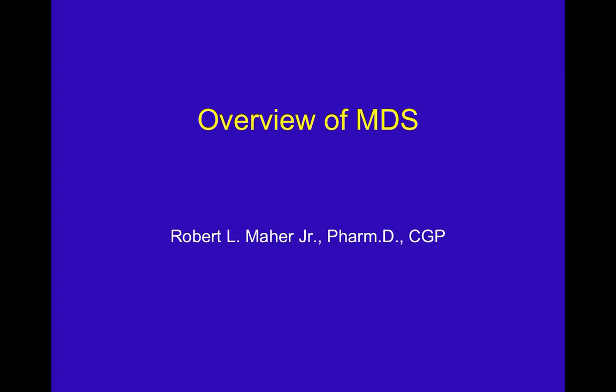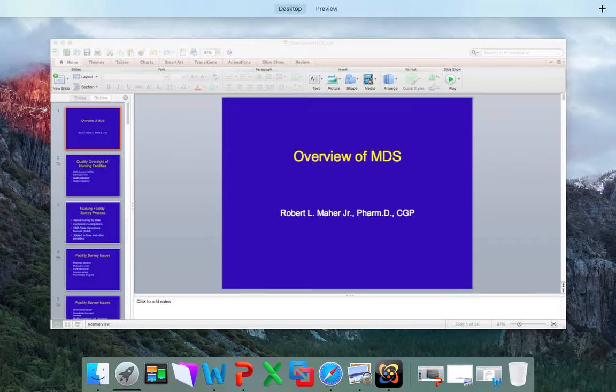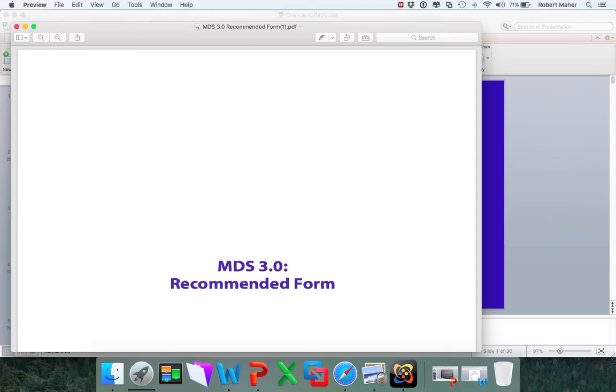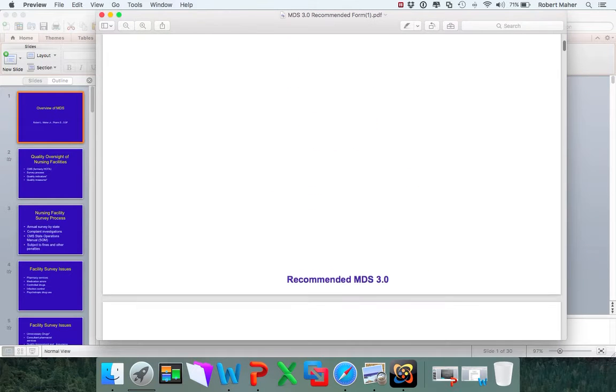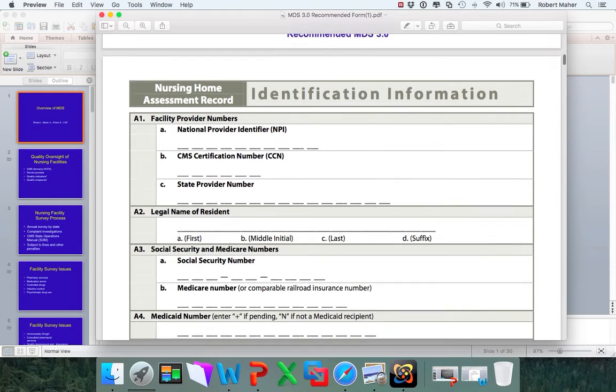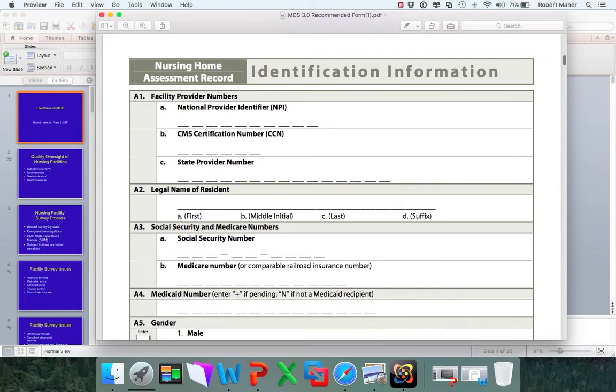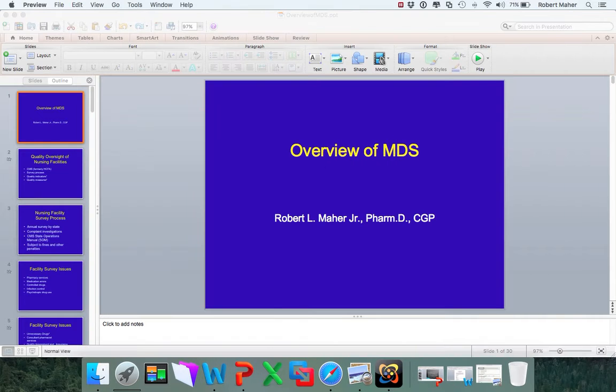Okay, so in one of the prior folders, when I sent the folder with the material about F-tag 425, within there is actually a sample of the MDS form. In fact, if you take a look here, this is it, the MDS 3.0 recommended form. And we'll highlight some of the material that is in this form and explain what it is shortly. Okay?